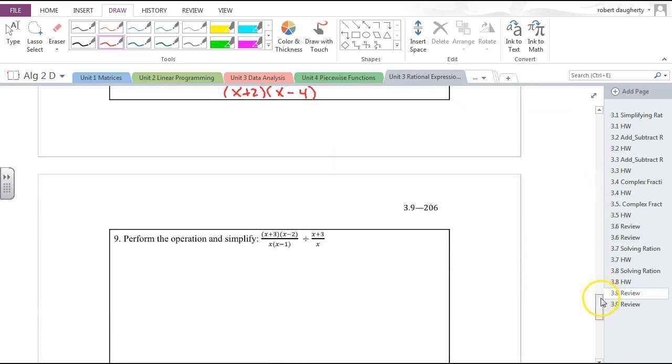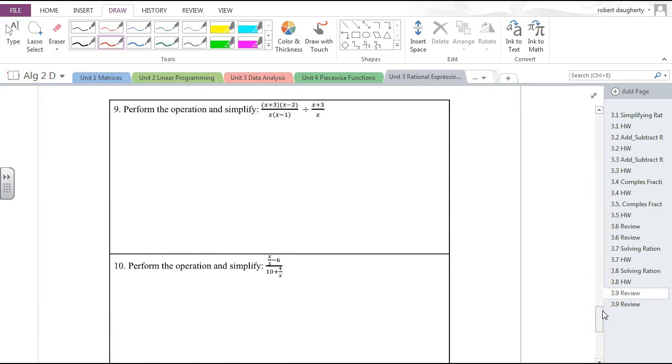Let's look at the next one. Number 9, performing an operation. This is division. Key with division, we are going to change this to multiplication. This one's pretty cool. Someone has factored this for you. So this is x plus 3 times x minus 2 divided by x over x minus 1. Change that to multiplication, times x over x plus 3. And now x plus 3 divided by x plus 3 is 1. x divided by x is 1. This turns into x minus 2 over x minus 1.